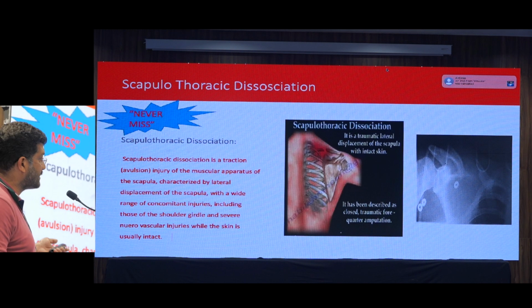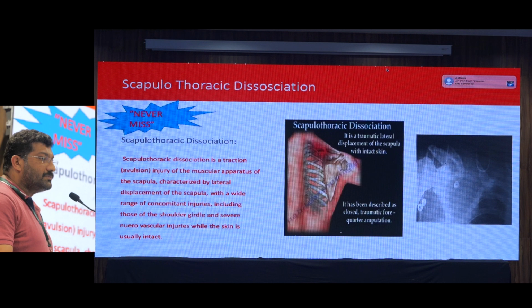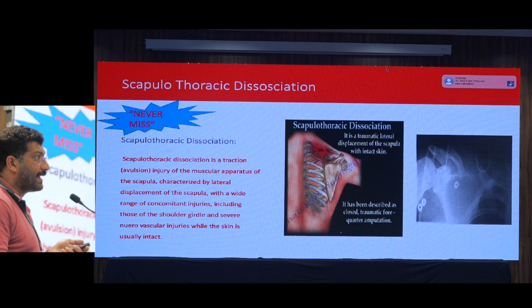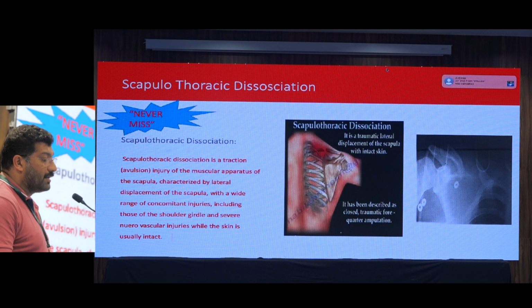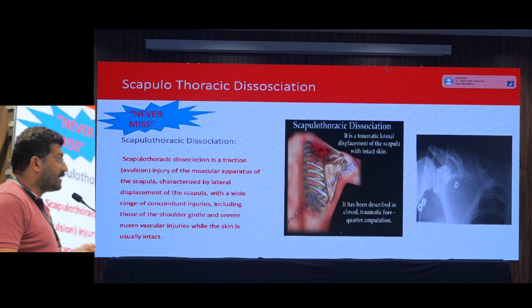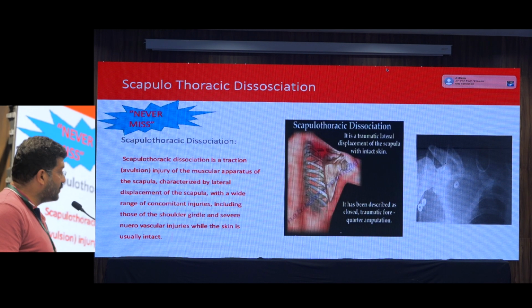Scapulothoracic dissociation is actually where the whole scapula gets pulled out from its natural position, leading to neurovascular injury. It is a fatal injury which may lead to death.